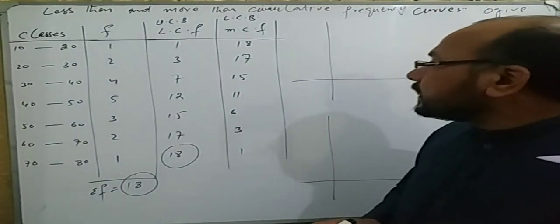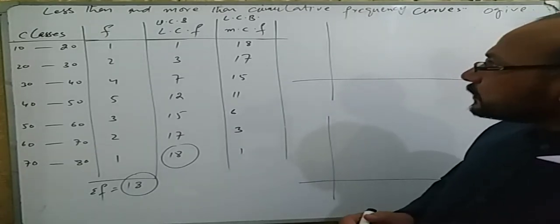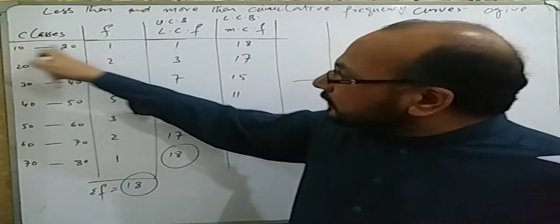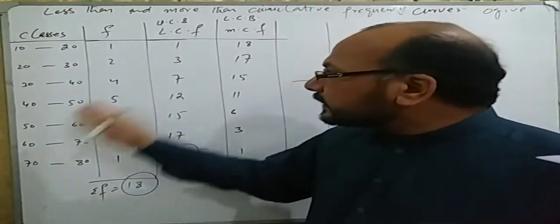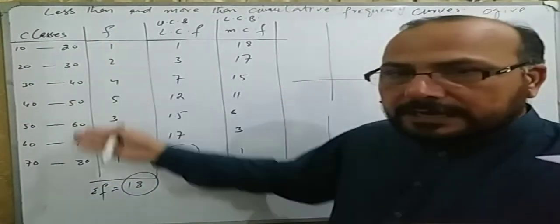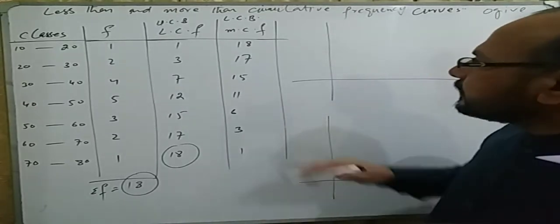After that, we need to calculate the more than cumulative frequency. More than cumulative frequency means how many numbers are more than 10. In this particular case, we are taking the lower class boundary. In the previous case, we were taking upper class boundaries. This is also a major point that you need to understand.